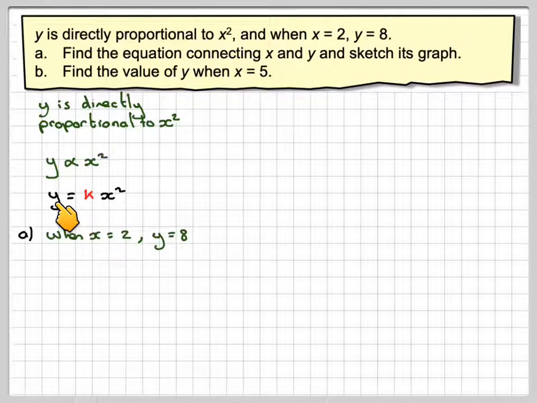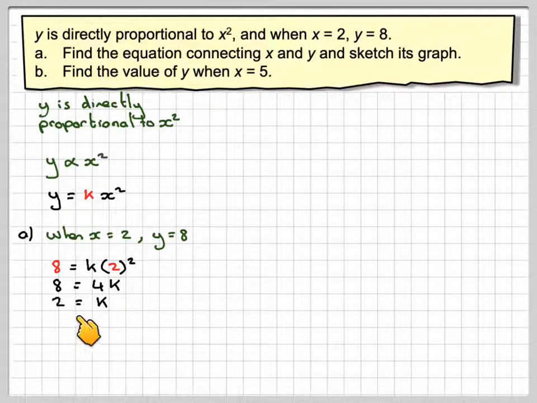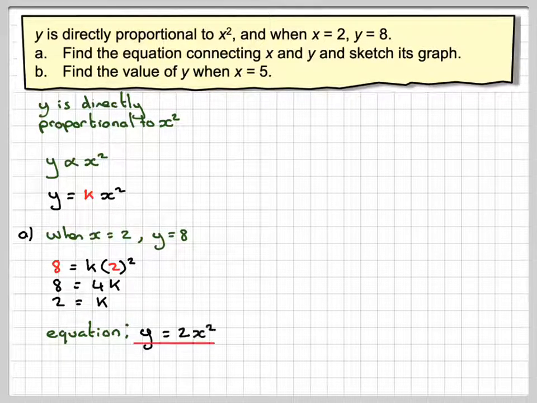So when x is equal to 2, y is equal to 8. So we substitute that in. So we get 8 is equal to k, and we've got to remember to square the 2. So we're going to have that 8 is equal to 4k, and therefore k is equal to 2. And therefore my equation will become y is equal to my value of k, which is now 2, because it's kx squared, and I get y is equal to 2x squared.